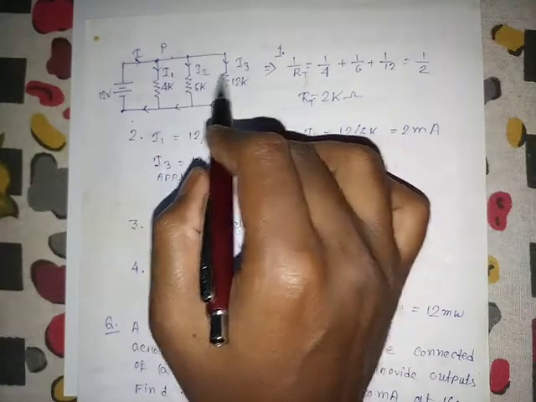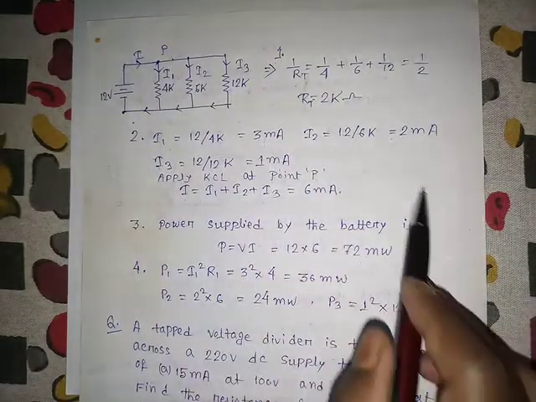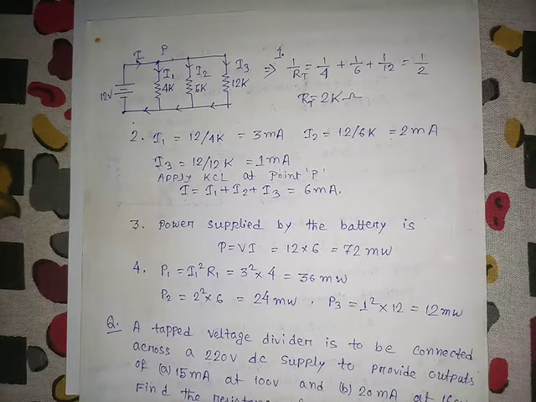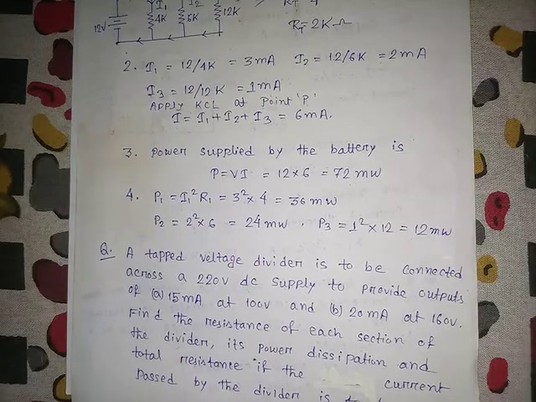There are the three currents, I1, I2, I3. So we are summing these three currents, and after adding these three currents, we find that our answer is 6 milliampere.